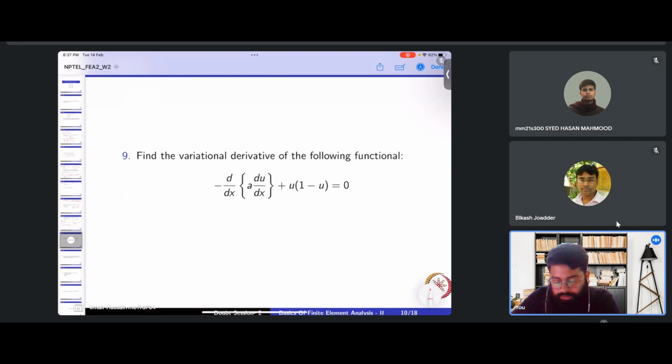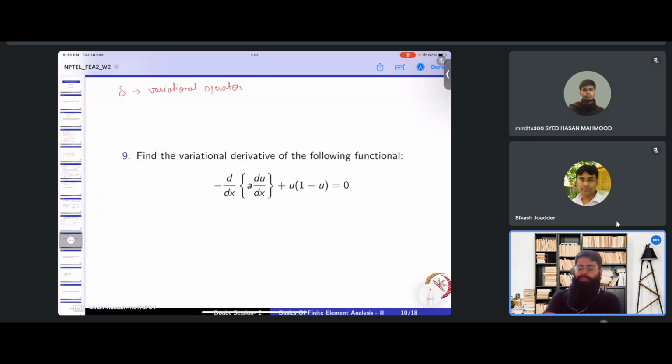So I thought to introduce this variational derivative again. This operator here is known as the variational operator, and if you try to apply it on any algebraic equation, it would work quite similar to your del or derivative operator.